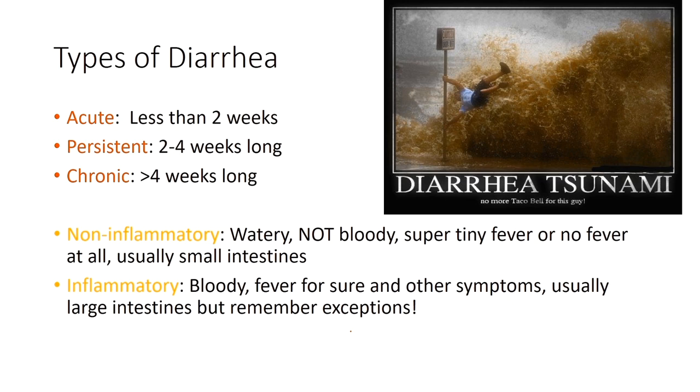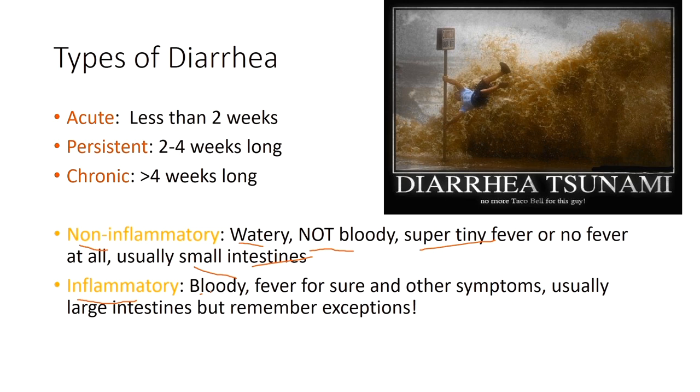Then within each of these, we can talk about how they are acute or how they are persistent, and that is the type of diarrhea we have. So we have non-inflammatory diarrhea, and this is going to be your watery, not bloody diarrhea. You might have a slight fever, but most likely not, and it usually involves the small intestines. However, this is not always the case. We also have inflammatory, which most likely is going to be your bloody or watery that progresses to bloody.